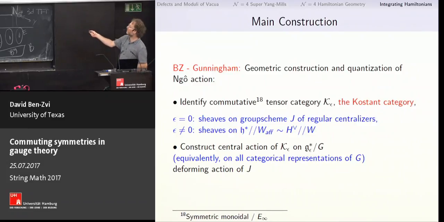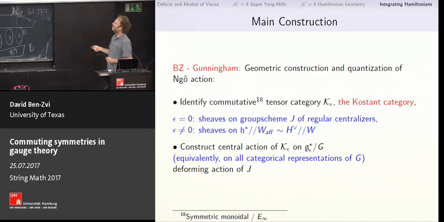There's a symmetric monoidal, or commutative tensor category, which at epsilon equals 0 is just sheaves on this J, on Ngo's space J, just quasi-coherent sheaves with convolution. At epsilon non-zero, something cool happens, and that's sort of why things are interesting. At epsilon non-zero, this deforms to sheaves on the Cartan modulo the affine Weyl group. Or if you think analytically, instead of Cartan Lie algebra mod affine Weyl group, you can think of the dual Cartan group mod W. So at epsilon non-zero, we look at quasi-coherent sheaves on the group Cartan mod W, and it acts.